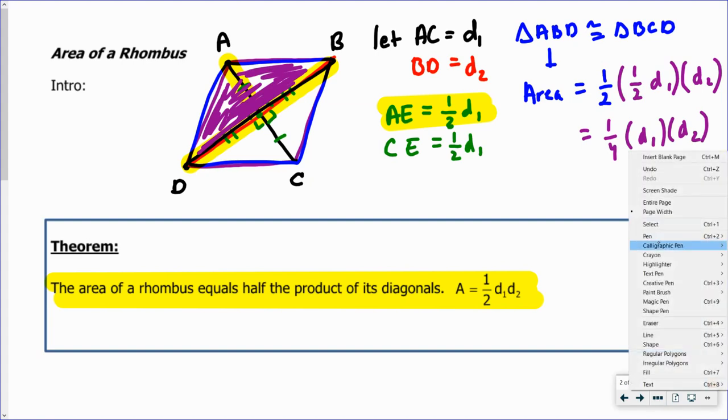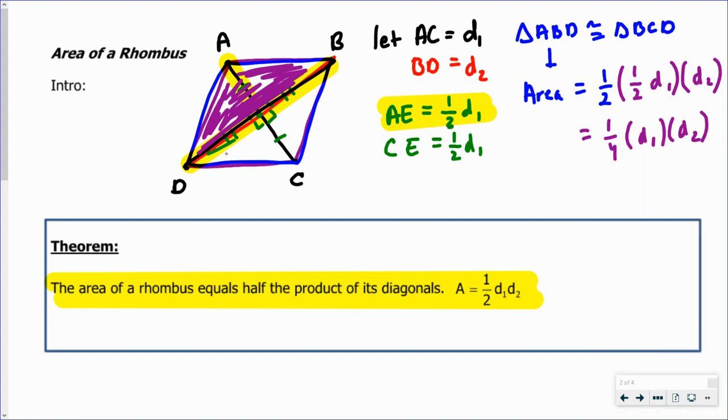Now the triangle that's adjacent to that, which I'm going to color in green, is congruent to that triangle. So it also has the same area. So I can multiply that by 2, and that's going to give me the entire area of the rhombus. So we're going to multiply by 2, and that gives us 1/2 D1 D2. So that's where that formula is coming from. So the area of the rhombus is going to be 1/2 D1 D2.